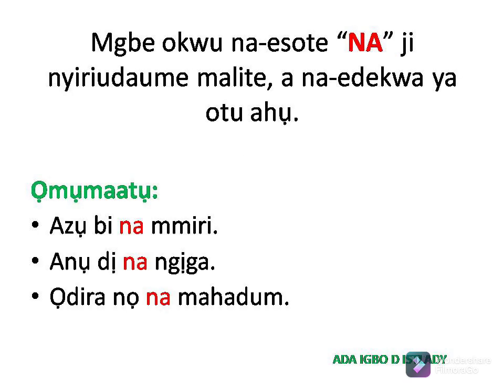The next one is when the words after it begins with semi-vowel. You know, there was a time I taught you how to know when the consonants M and N function as semi-vowels, which we call in Yorodame in Igbo language. So whenever the word coming after na begins with semi-vowels, the way to write it is just to write the na the way it is. Example, have Azụ bi na mmiri, Anụ dị na ngịga, Odide nọ na mahadum.